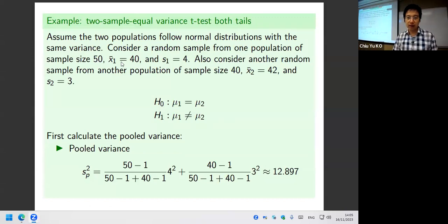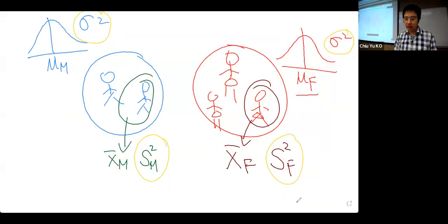So let's see the example. How do we proceed? We have boy and girl, two populations, they follow normal distributions and have the same variance. The first sample is n1 is 50, x1 is 40, and s1 is 4. Another one is n2 is 40, x2 is 42, and s2 is 3. Let's write it down on the whiteboard, and it will probably help because there is a lot of information here.